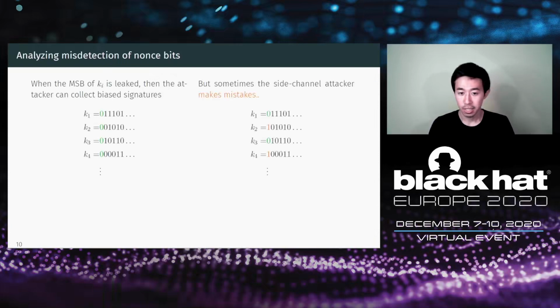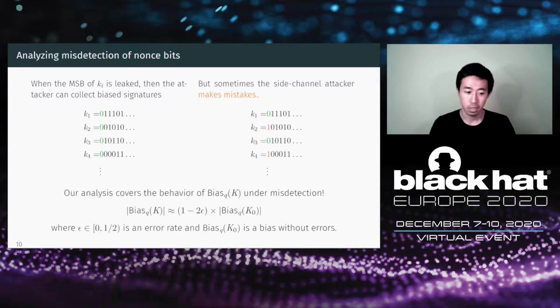However, in practice, the attacker sometimes makes mistakes. So the traces sometimes contain errors like this. In this case, the erroneous leakage information affects the bias function. So this is why we analyze the behavior of bias function under the misdetection of nonce bits. And more concretely, we can estimate the absolute value of the bias function by this form.